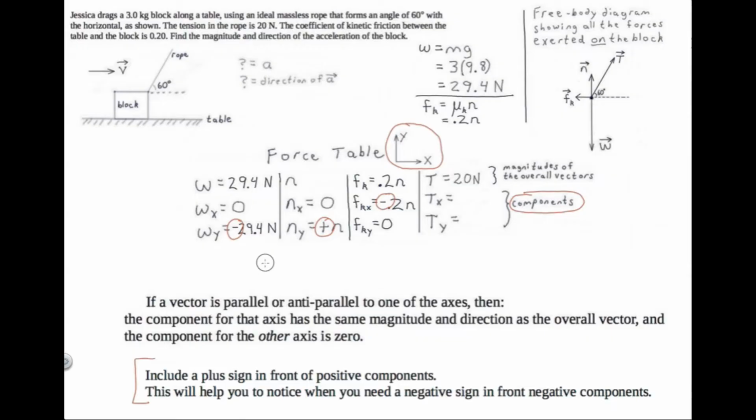Again, it is crucial to include the negative signs in front of W sub y and F sub kx. If you leave out those negative signs, you will get the problem wrong. So, I recommend that you should include a plus sign in front of positive components, like n sub y, because that will help you to notice when you need a negative sign in front of negative components.